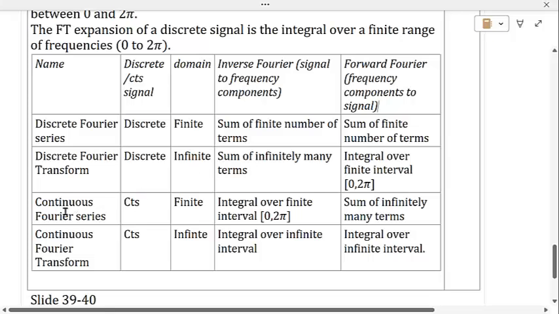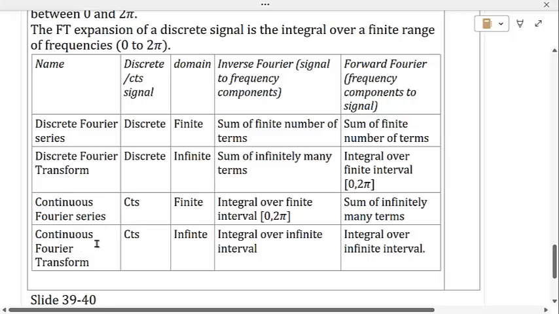Now, suppose you have a continuous Fourier series, not a discrete signal, but a continuous signal on a finite interval. In this case, to find the Fourier components, you have to integrate over a finite interval. And then to get the signal itself, it's going to be the sum of infinitely many terms, because you're going to have infinitely many frequencies represented by this continuous signal.